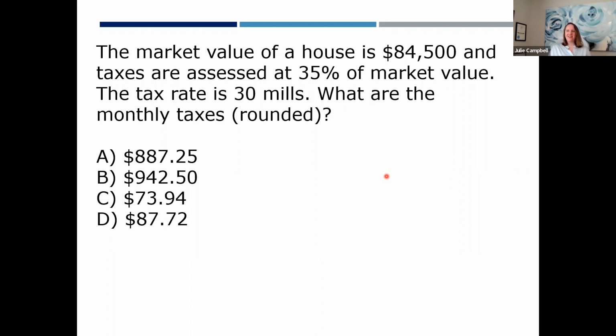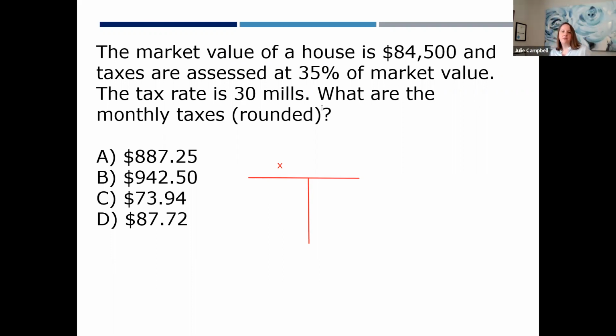It didn't trick many of you, and a few of you that it did trick, you found it. It's better when you find it, isn't it? So first thing we're going to do is just read. This one says the market value of a house is $84,500. Taxes are assessed at 35% of market value. The tax rate is 30 mils. Question wants to know, what are the monthly taxes? In order to get to the monthly taxes, I first need to solve for annual, because that's what my formula tells me. Does everybody understand that? I can only work with what I got with the formula. Once I solve for annual taxes, then we'll talk about what we're going to do.